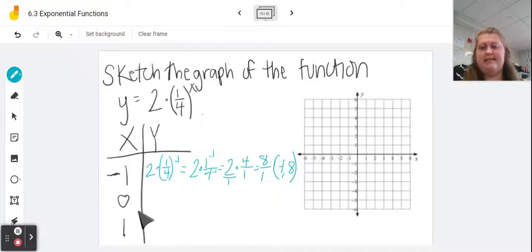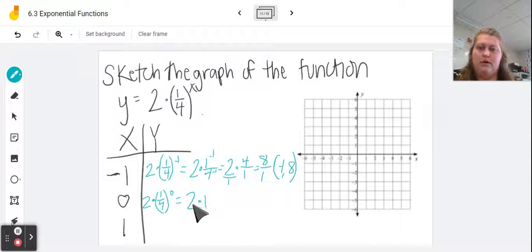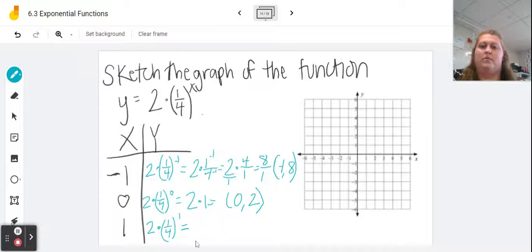Now my second number is 0, so I have 2 times 1/4 to the 0 power, and anything to the 0 power is 1. So I have 2 times 1, which gives me 2, so 0, 2. And last, I have 2 times 1/4 to the first power, so I'm just going to do 2 times 1/4 in my calculator, and I get 0.5. So my next one is 1 and 1/2.